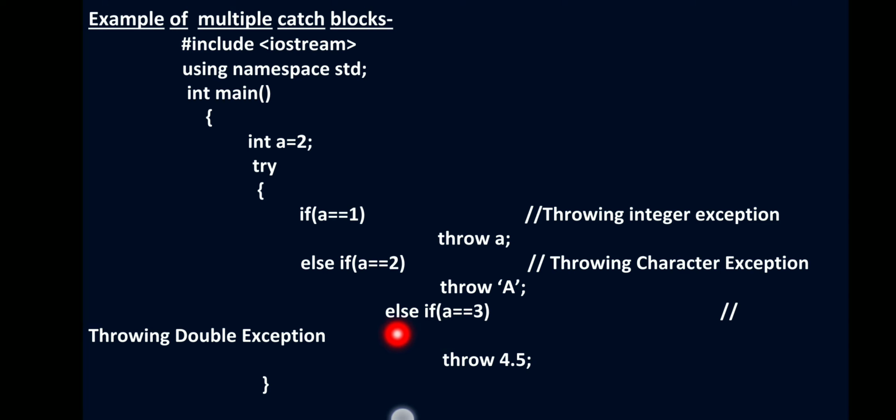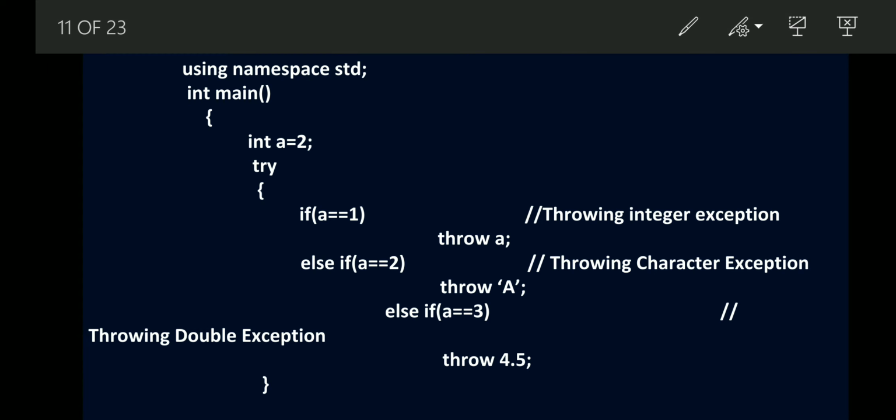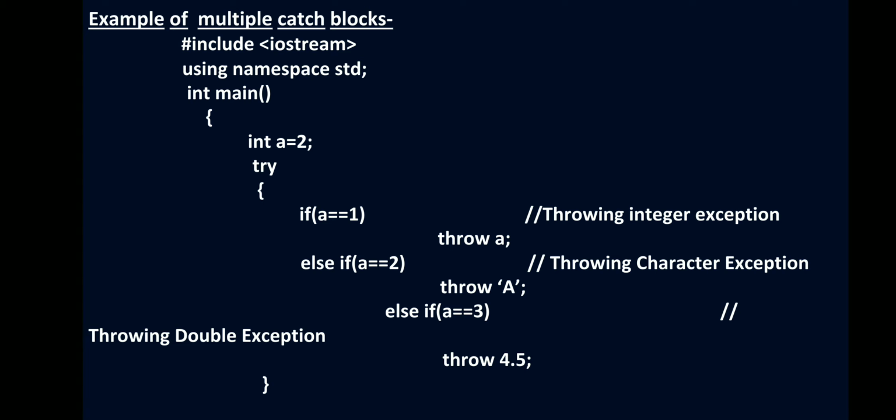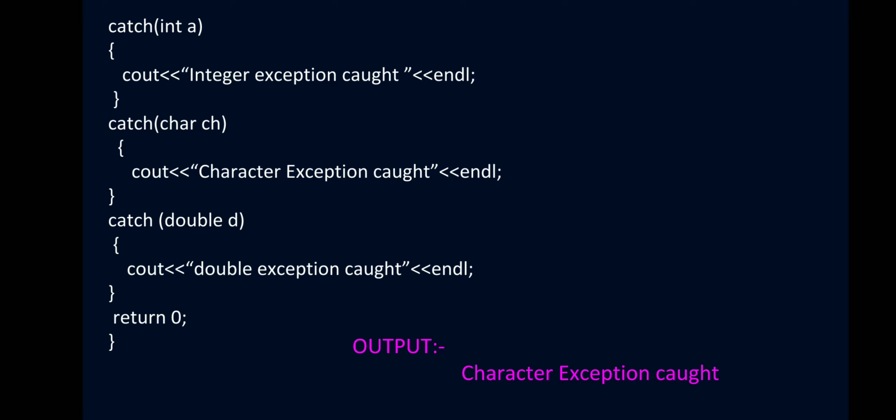Else if a equal to 3, throw 4.5. 4.5 here is a double, so I'm throwing a double exception. So depending on the value of a, I'm throwing different types of exceptions. Now, how many throw statements have I written in this? 3 throw statements. But only 1 throw will be executed. So now let us see how many catch blocks I have to write. 3 different catch blocks, as I don't know whether the a value may be 1, 2 or 3.